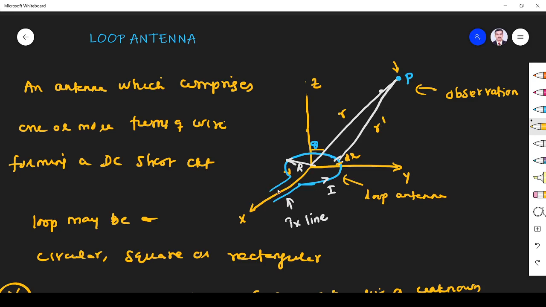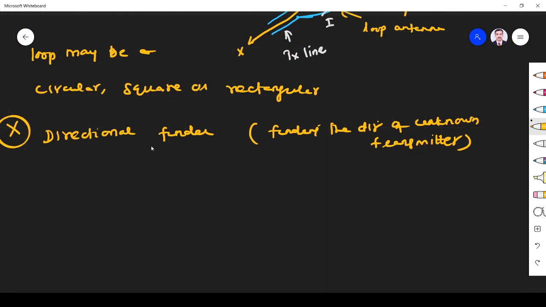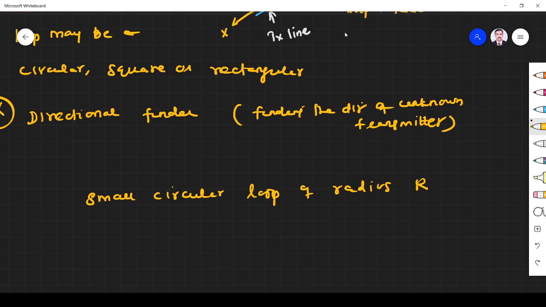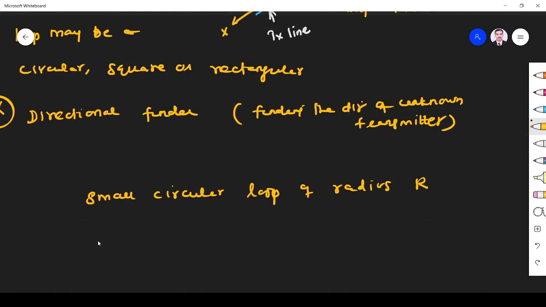This loop is connected to a transmission line. This line is the transmission line. The loop is circular, so this is a circular loop antenna. Okay, now we will start analyzing. Here let us consider what we have taken. We consider a small circular loop of radius r, the blue color lines, which carries current I.